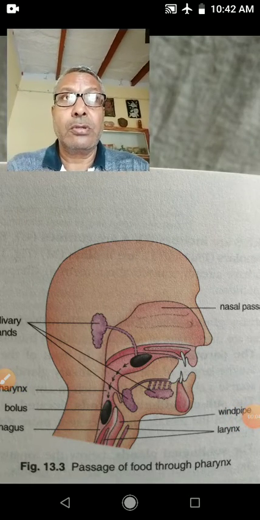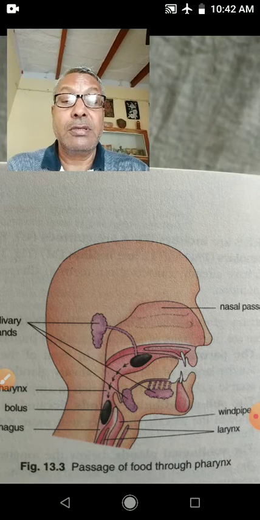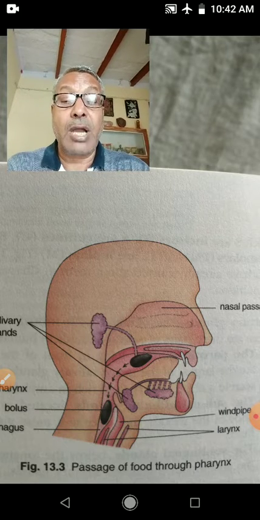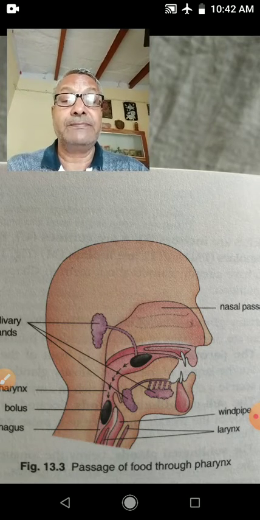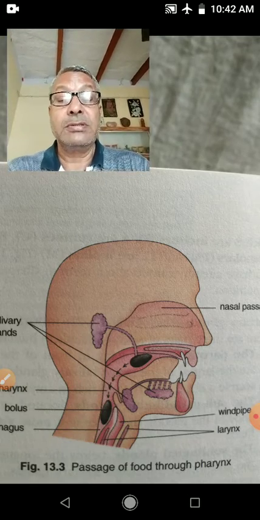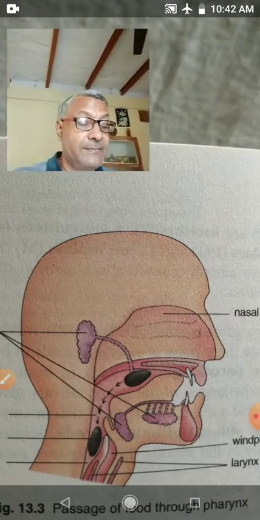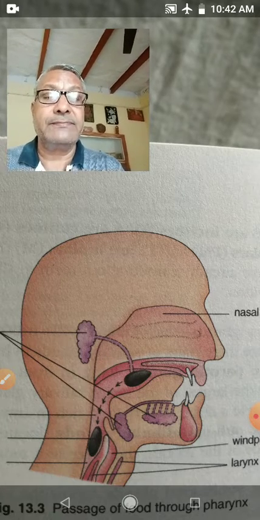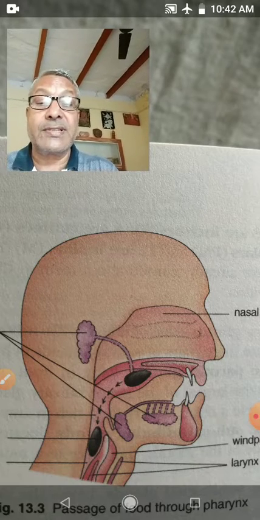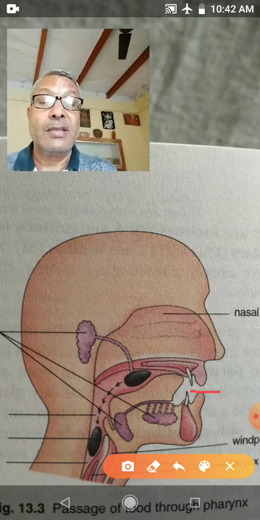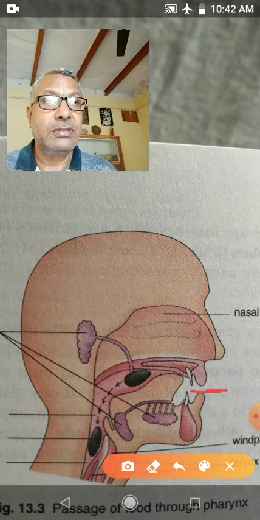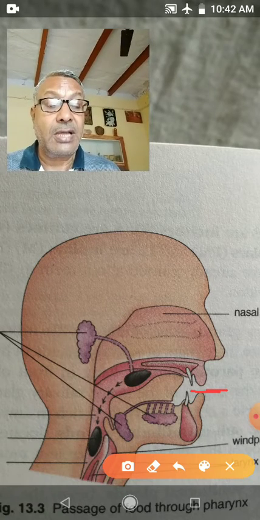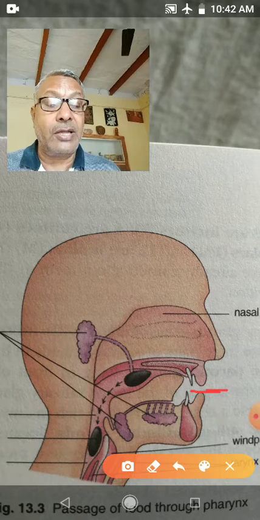Children, I am going to teach you about the first part of the alimentary canal, that is the mouth and buccal cavity. Mouth is the first part. In the front there is a transverse slit. This transverse slit is called the mouth. It is bounded by two soft movable lips, upper lip and lower lip.